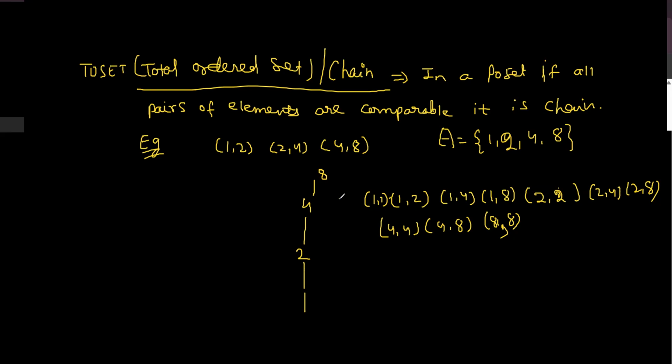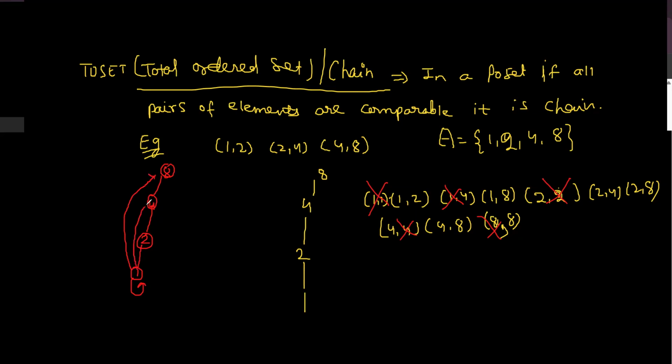See, sometimes these are given. If these types are given, then you can do one thing. First, remove reflexive elements, right? Then remove transitivity. 1 is related with 2, 2 is related with 4, which means 1 is related with 4. Understood? If you draw the diagram of this, you will get, what? 1 is related with 2.